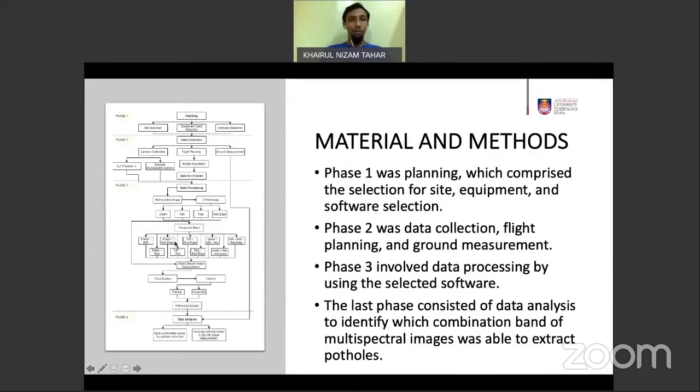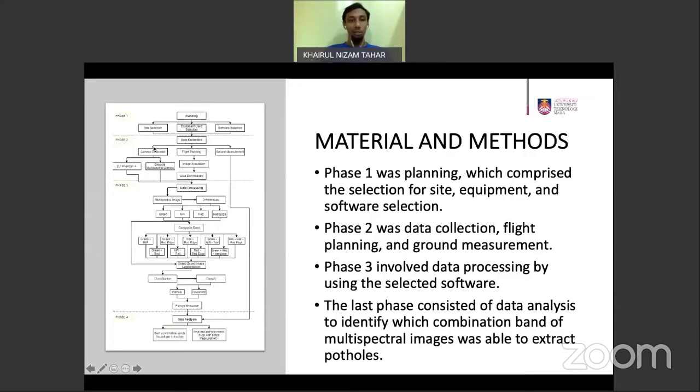We have four phases. The first phase is the planning. We are trying to find the best pothole area, and then the equipment and the software solutions. The equipment means the drones and the sensors, and the software means the software to process and the autonomous functions. The data calculations involve three parts.